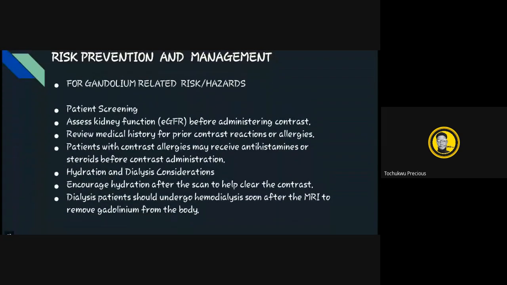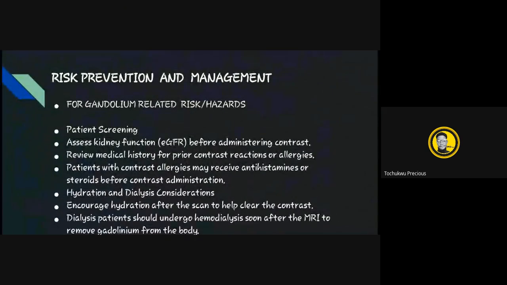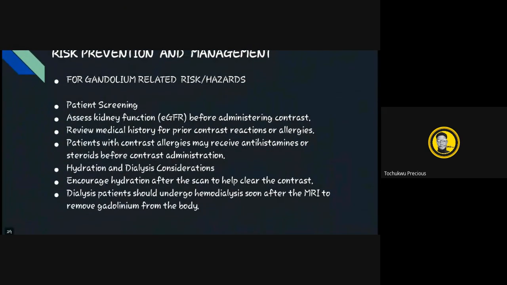This is just to ensure the patient is stable, the patient is not anxious, the patient is not shaking throughout the procedure in order to get the best images. So for contrast related risks, ensure patients are screened properly for kidney function before administering contrast.